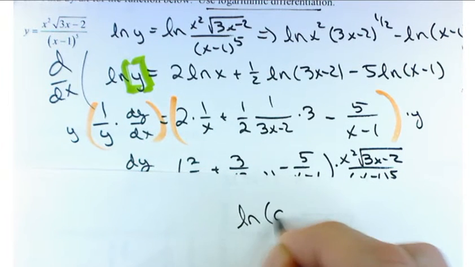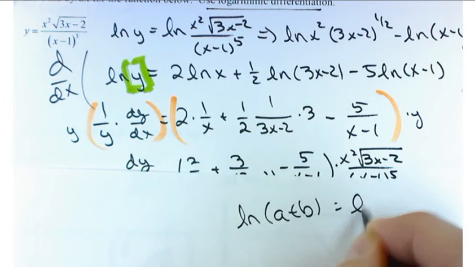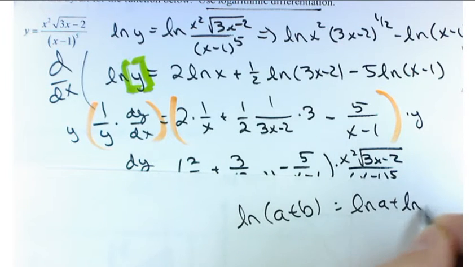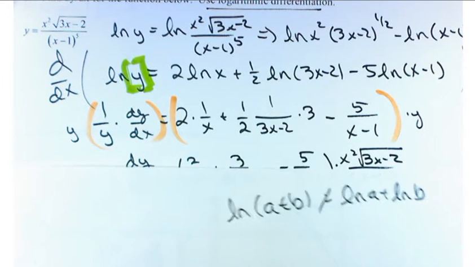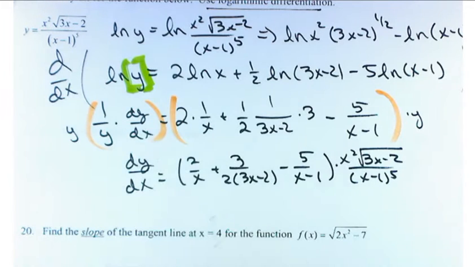ln of a plus b equals the ln of a plus the ln of b. Well, no, it doesn't. If you're not confident in your properties of logs, then maybe go back and get some help with that.